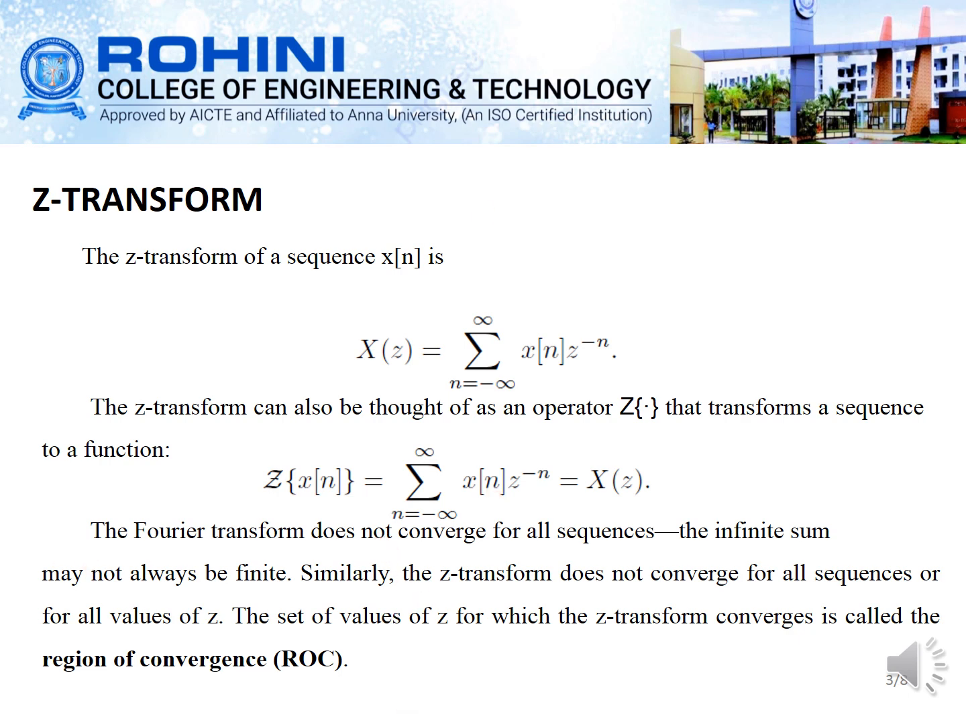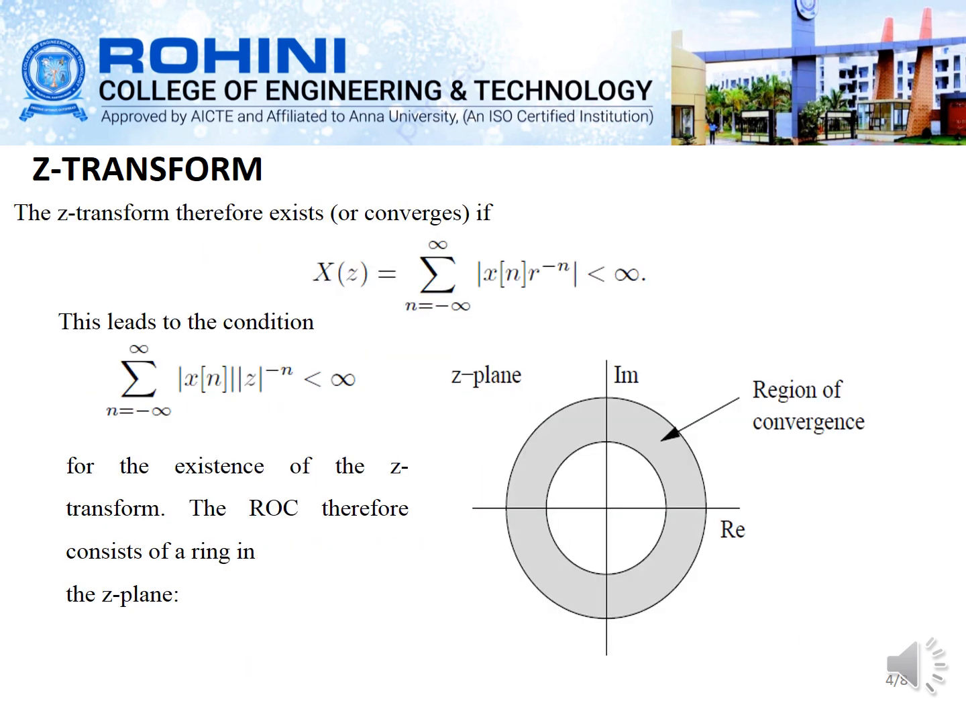The Fourier transform does not converge for all sequences, and the infinite sum may not always be finite. Similarly, the Z transform does not converge for all sequences and not for all values of z. The set of values of z for which the Z transform converges is called the region of convergence. X of z converges if summation n equal to minus infinity to infinity x of n into r power minus n is less than infinity, and this leads to the condition summation n equal to minus infinity to infinity x of n into z power minus n is less than infinity.